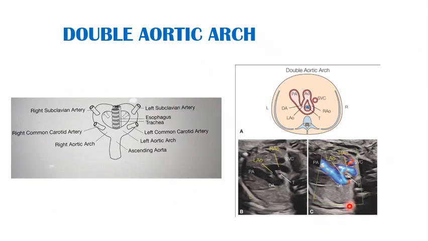In double aortic arch, there is persistence of both right aortic arch and left aortic arch with common carotid and subclavian arteries on both sides arising from their respective arches. Here, the aorta is dividing ventral to the trachea on both left as well as right branch and forming a complete ring around the trachea.